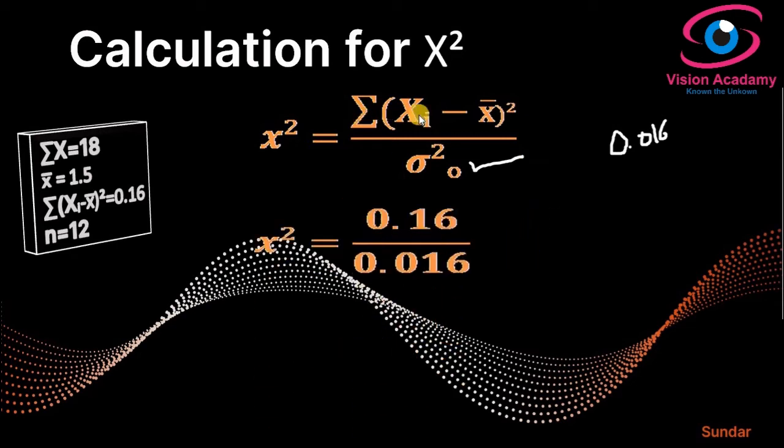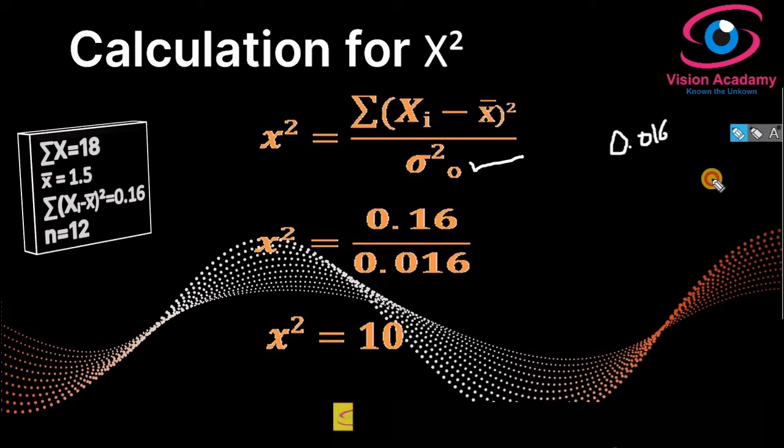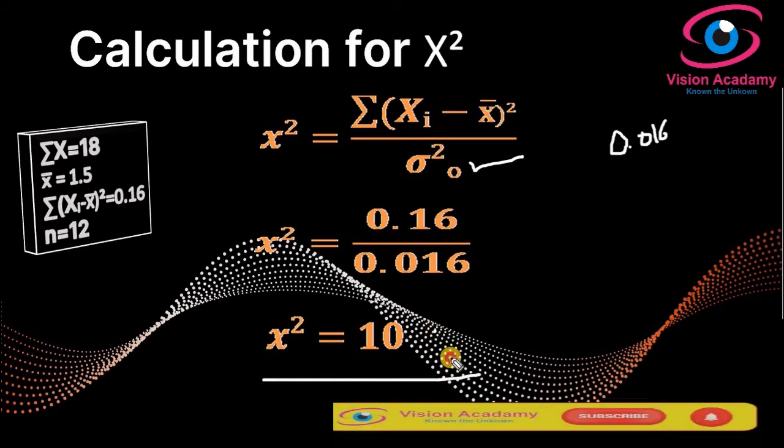So summation xi minus x bar whole square here is 0.16, which we just found, and the population variance is 0.016. When we divide 0.16 by 0.016, the x square would be 10. So for this problem, our tested x square value is 10.